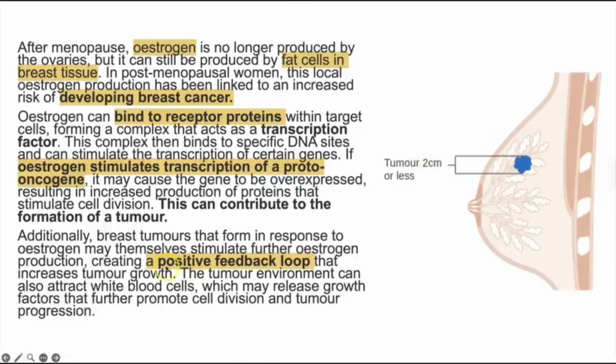And this can result in a positive feedback loop, because if you're making more tumour cells, which are breast tissue cells that are making estrogen, your concentration of estrogen is now even higher in the breast tissue, so this process is going to happen even more. So that is why it can then happen very, very rapidly.